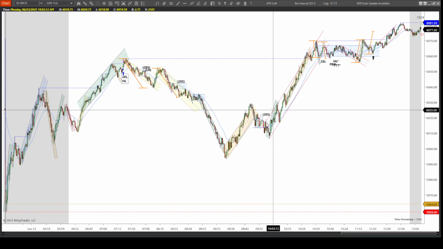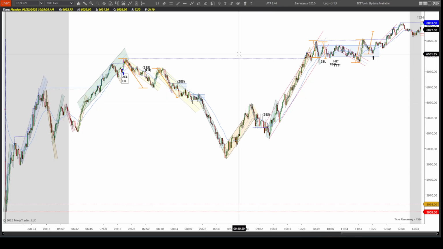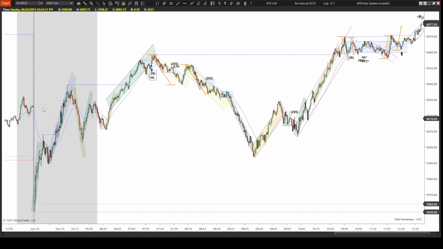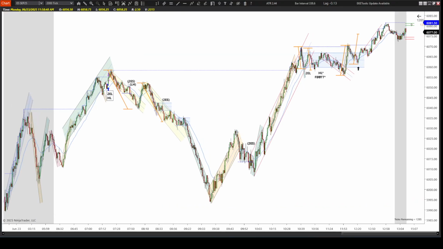June 23, 2025. This is the S&P 500 E-Mini futures on a 2000 tick chart using NinjaTrader 8. What the chart looked like today: carry over from Friday. There was a sharp drop, two legs up, kind of sideways, a leg up, and a kind of sell-off. Almost looks like a bull bounce, two legs up, consolidation, and another rally up.